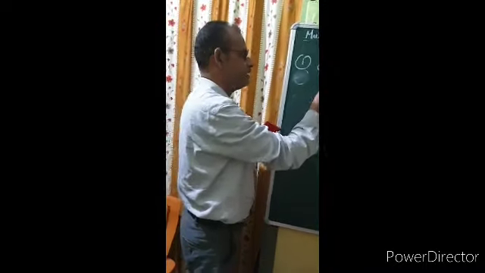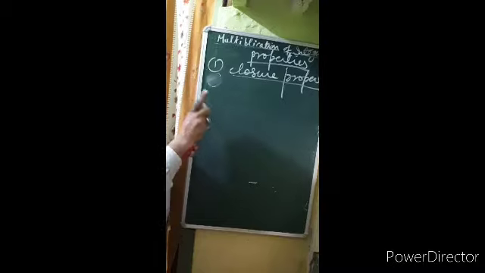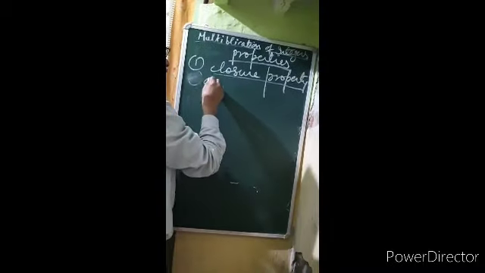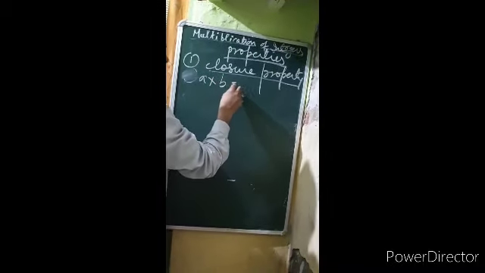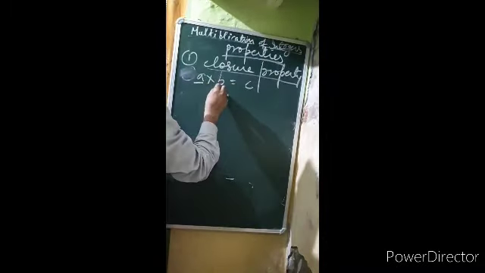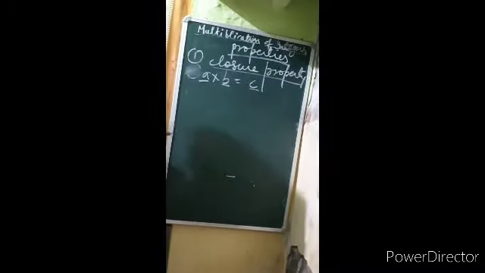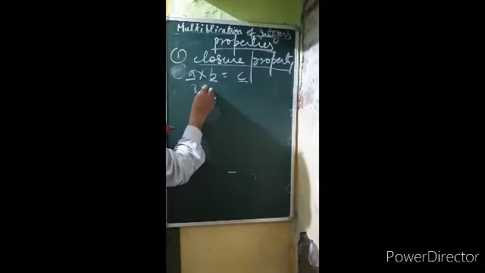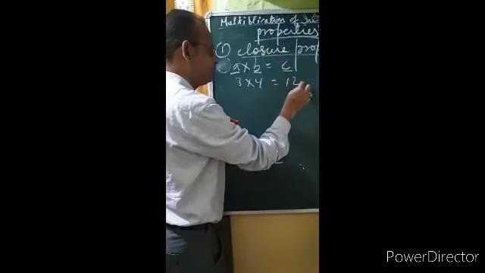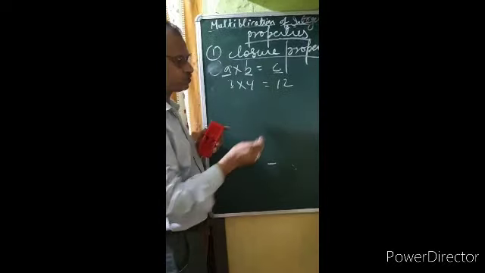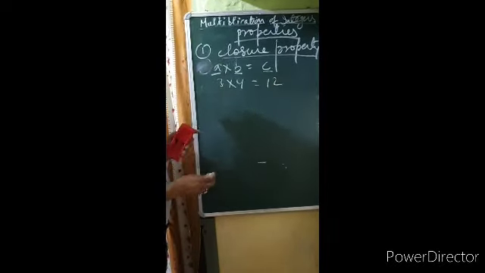Okay. Now the same is also true in the case of multiplication of integers. A into B will give you an answer C. If A and B are integers, then the answer C is also an integer. For example, 3 into 4 will give you 12. 3 and 4 are integers. 12 is also an integer.